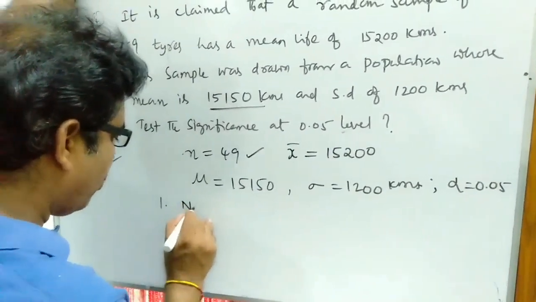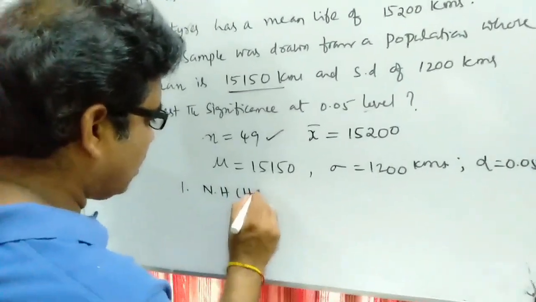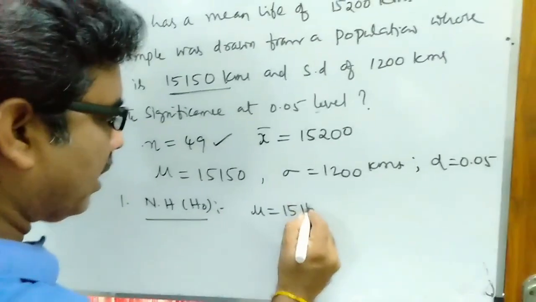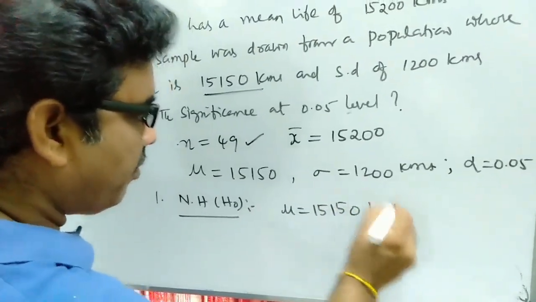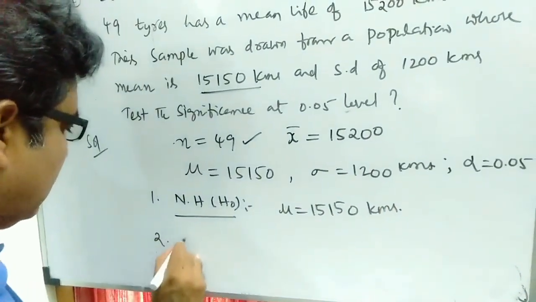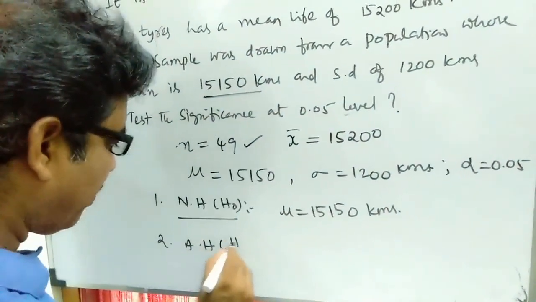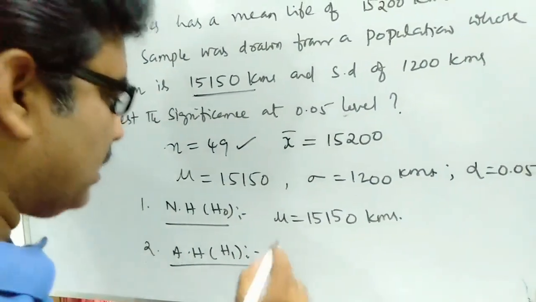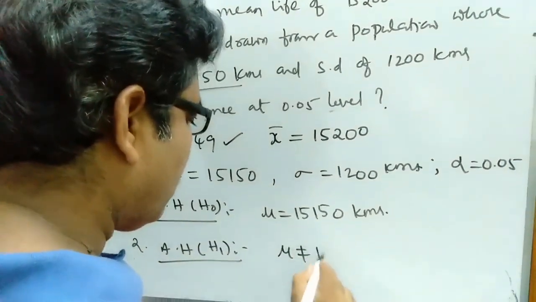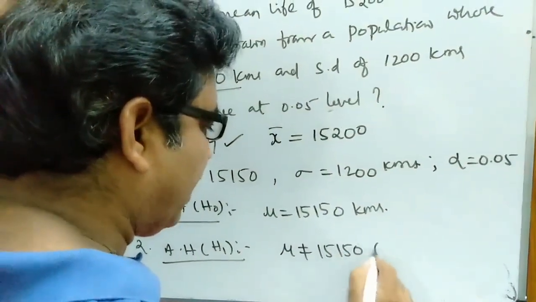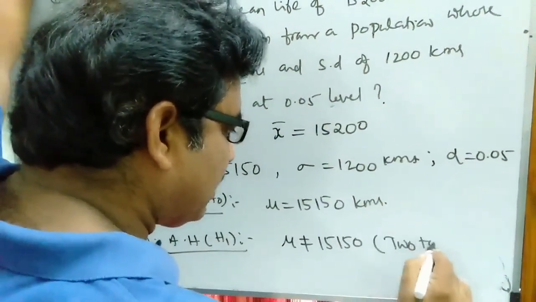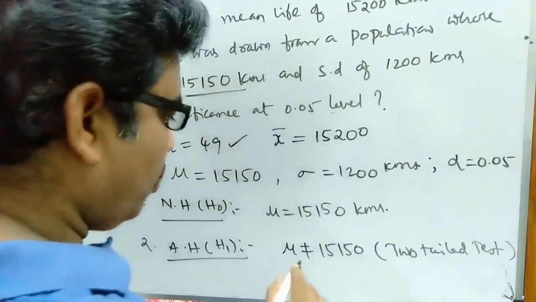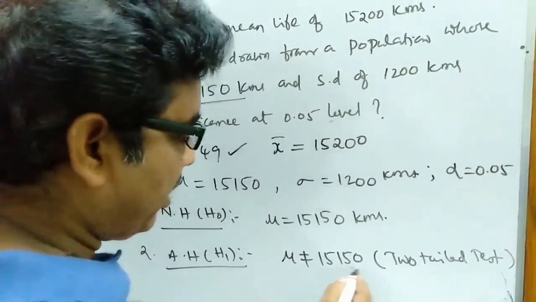In the first step we go for the null hypothesis H naught, that is the direct statement about the population parameter, mu equal to 15,150 kilometers. In the second step we go for the alternative hypothesis H1, which is the complement of the null hypothesis, which is mu not equal to 15,150. That means we have to use a two-tailed test. I hope all are clear on this step. Mu not equal to 15,150.